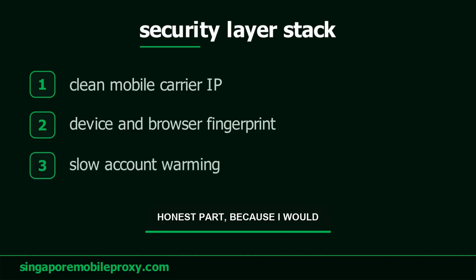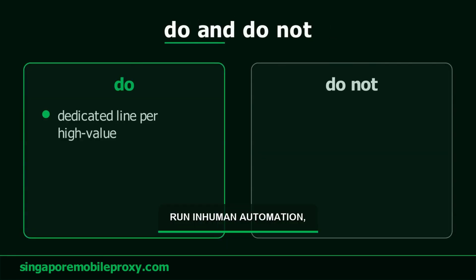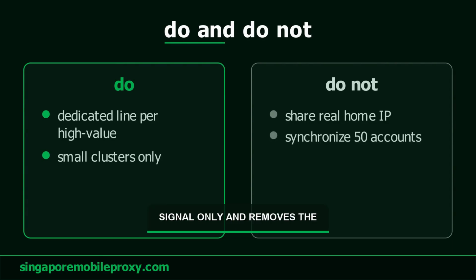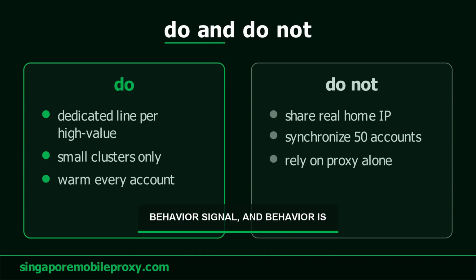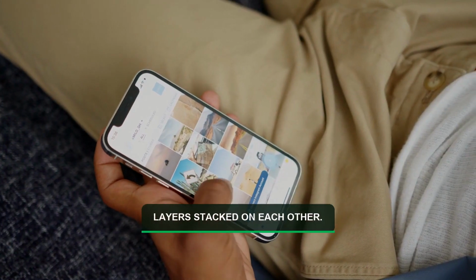Now the honest part, because I would rather you trust me than buy from me. A proxy does not save spammy behavior. If you blast direct messages to strangers, mass follow and unfollow all day, run inhuman automation, or post garbage at machine speed, you will get banned on a perfect Singapore mobile IP. The reason is simple. The proxy fixes the network signal only and removes the IP red flag from your setup. It does not touch the behavior signal, and behavior is the one layer Instagram trusts the most because it is the hardest to fake. So think of it as layers stacked on each other.